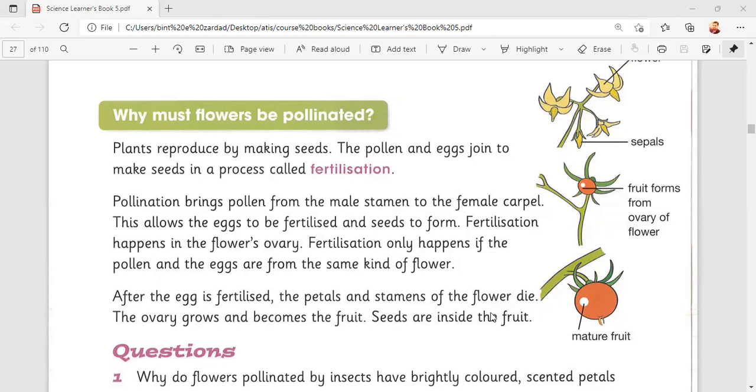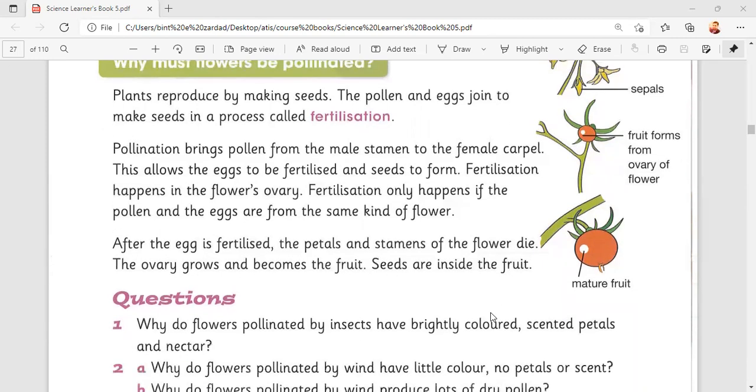So seeds are inside the fruit. From there the process starts again. We get the seed and put it on the soil, and the seed germination process starts. A new plant comes, new flowers come, and then the flowers change into fruits, and like this we get the seed again from the fruit. So let's start the question and answer.